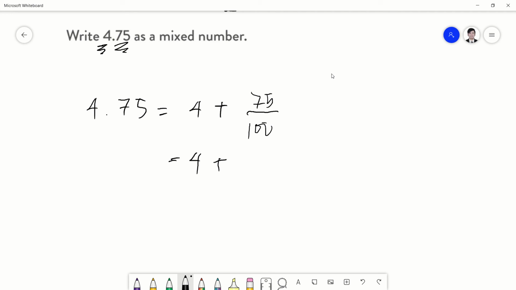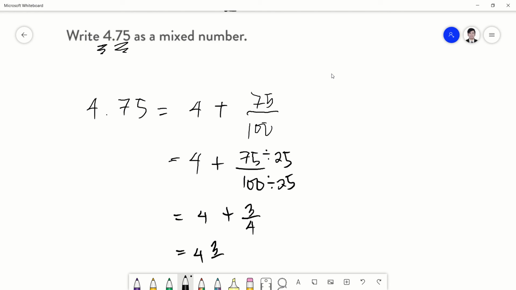75 and 100 can still be simplified because they are both divisible by 25. So you divide 25 on top and 25 also in the denominator. So 4 plus 75 divided by 25 is 3, and 100 divided by 25 is 4. So our final answer is 4 and 3/4.